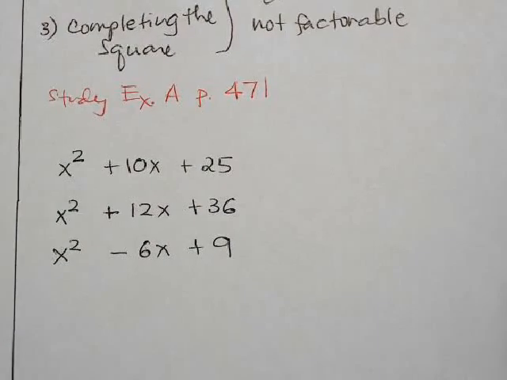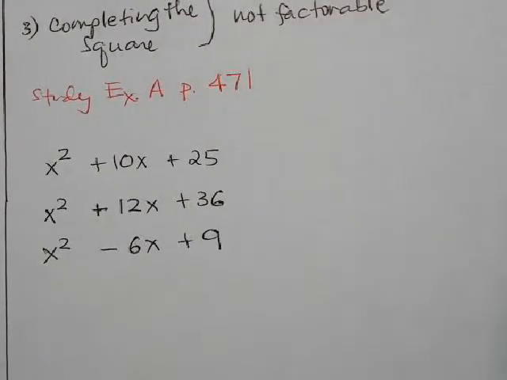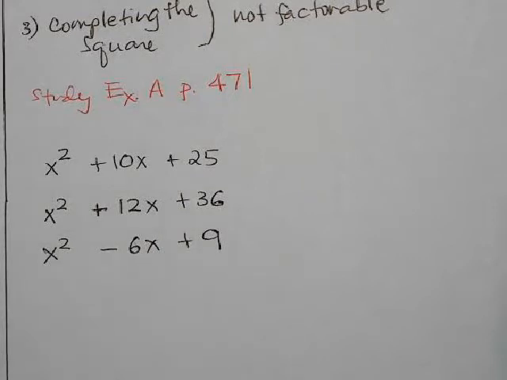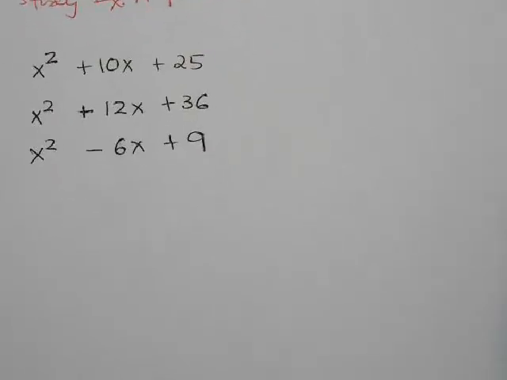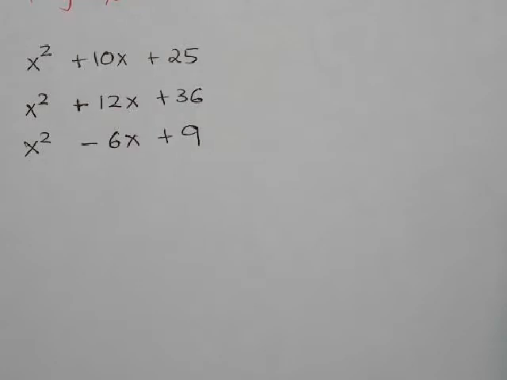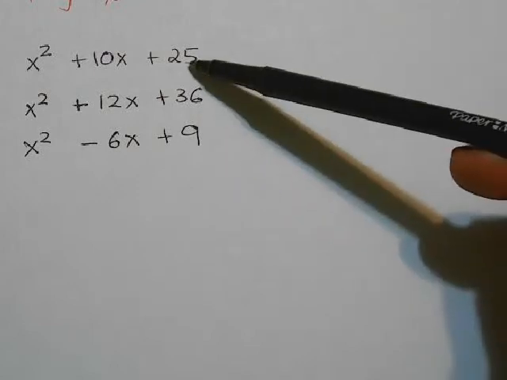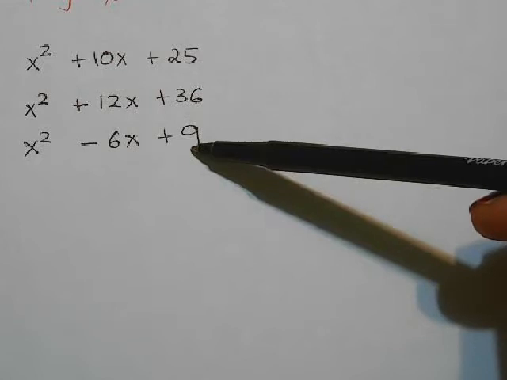So I want to introduce this method first by studying these three trinomials here. Pause the video and see if you see something that is common with these three. Okay, so I hope you notice that the last terms are all perfect squares: 25, 36, and 9.